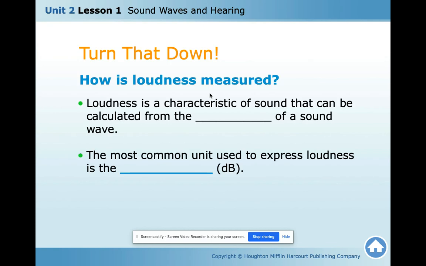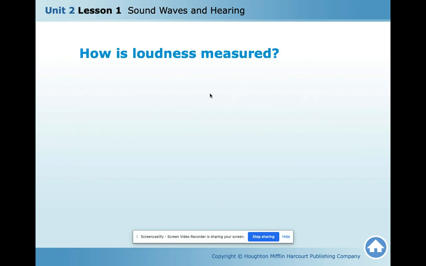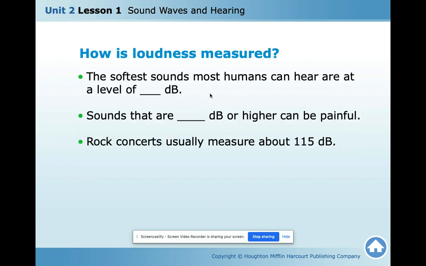Okay, so loudness is a characteristic of a sound that can be calculated from the intensity. Remember, intensity means amplitude of that sound wave. So loudness is directly corresponded to amplitude. The most common unit to express loudness is the decibel. Okay, so decibel is used to measure loudness. And we can hear loudness over quite different ranges.